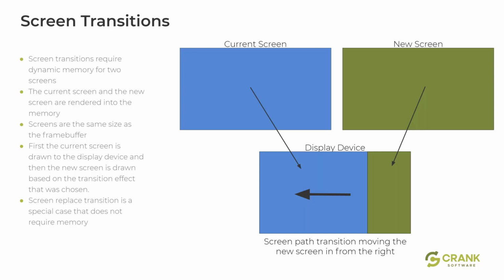Just a note about screen transitions, the screen replace transition requires no dynamic memory because it is just a strict screen replace. I'm not doing any sort of transition between them. It's when you have to do a transition that we require this dynamic memory to house the composited screens so that we get that smooth transition effect.